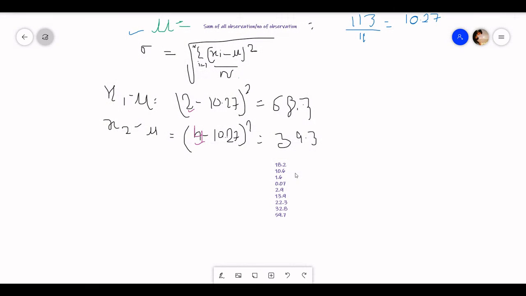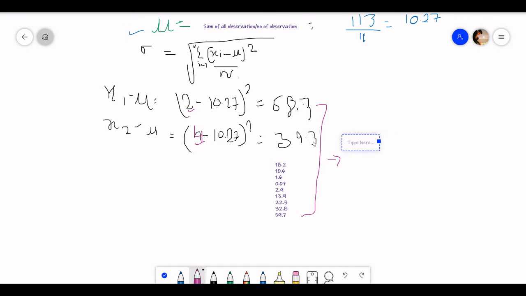So now we are going to add all these values according to our formula to find the standard deviation. The summation of all these values will be nearly 269.67. Now we have to divide.